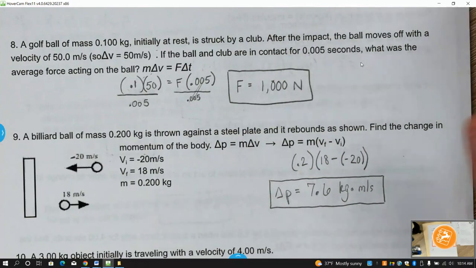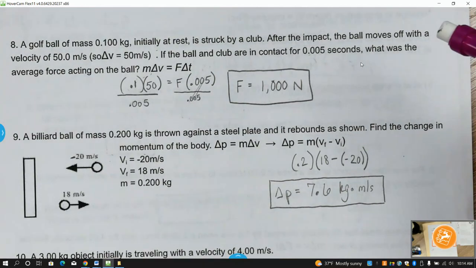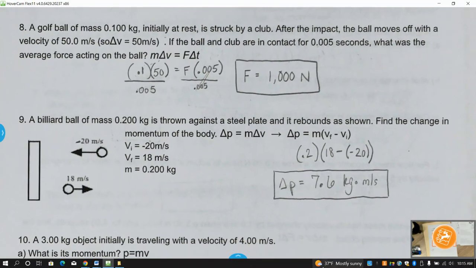Now 10 and 11 are basically done the same way. Which one do you guys want to do, 10 or 11? All right, we'll do 10.